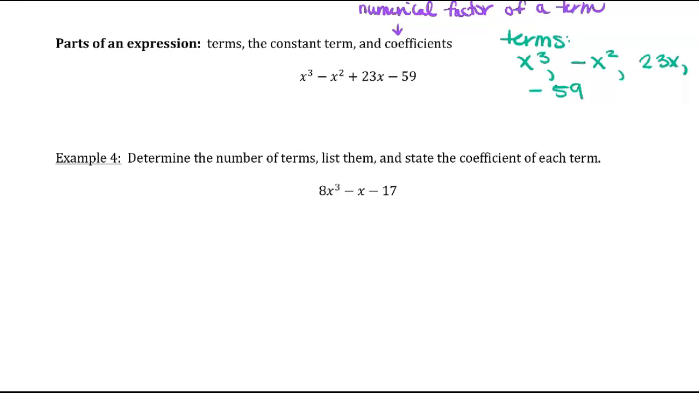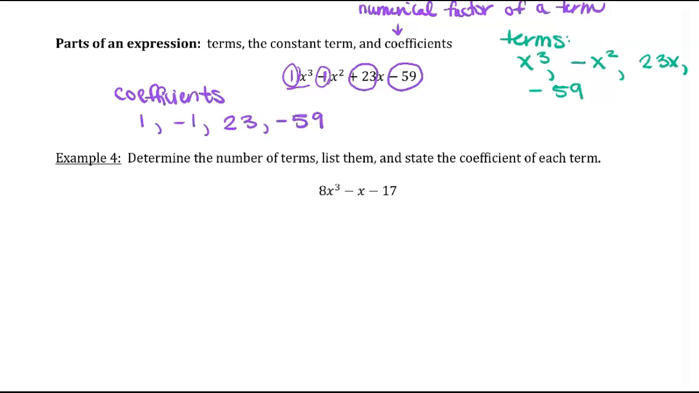So on our first term here, x cubed, there's nothing written here, but you could think of it as 1 times x cubed. So the coefficient of that term is 1. The second term is -x squared. Again, it might not seem like anything's written there, but you can think of that as -1 times x squared. So that coefficient is -1. On our third term, the positive 23 is the coefficient, and of the constant term, it is its own coefficient, negative 59. That is, our coefficients are 1, negative 1, 23, and negative 59.